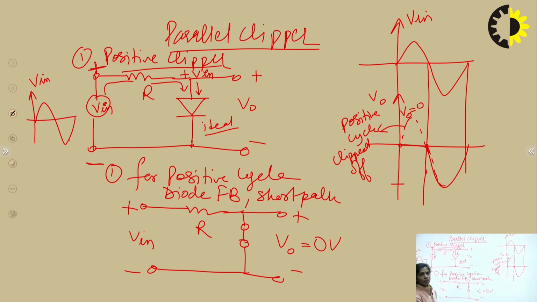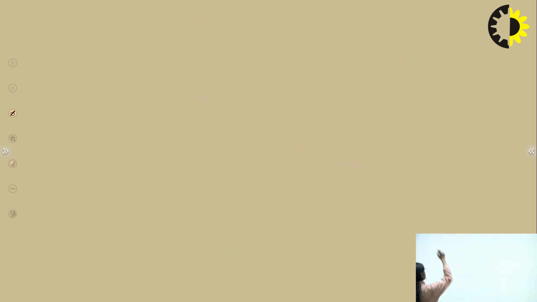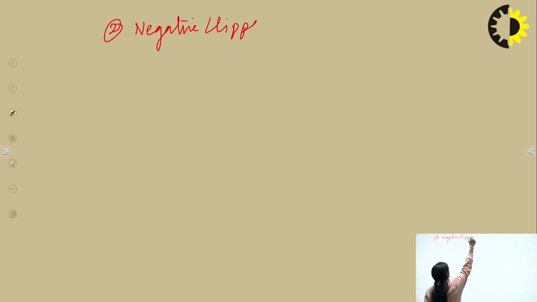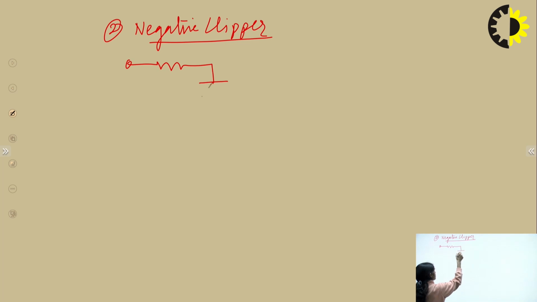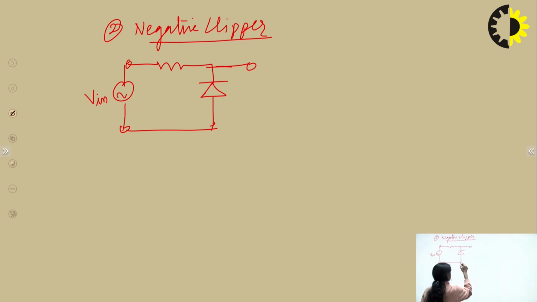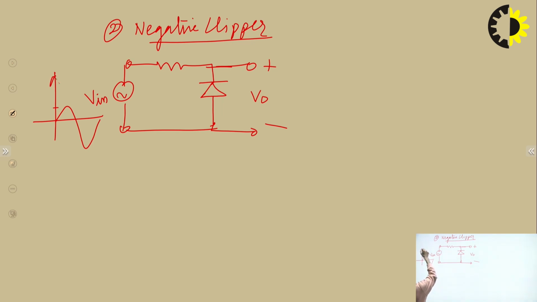For negative clipper circuit again we have different arrangement. For negative clipper circuit we have arrangement like this. The diode direction will be changed in this way. So this will give you the negative clipper circuit. Again if we will solve this circuit for input voltage, we will get the output like this.